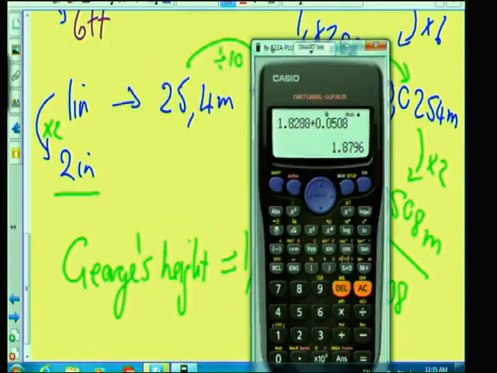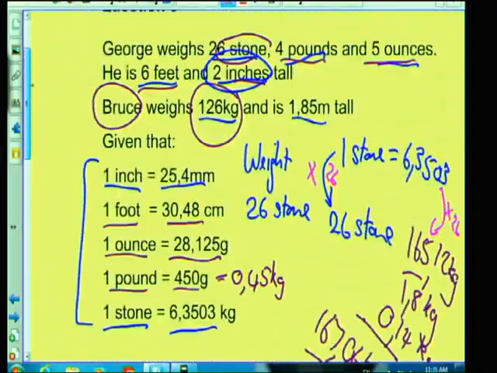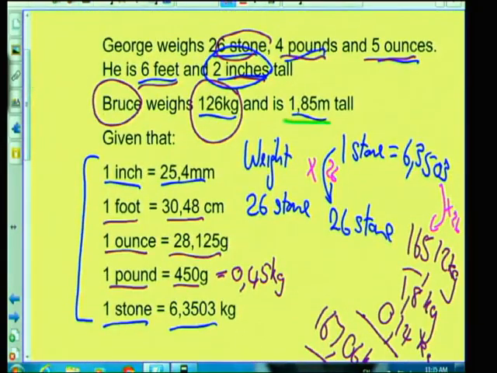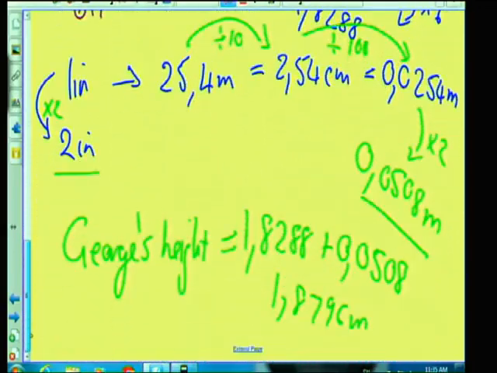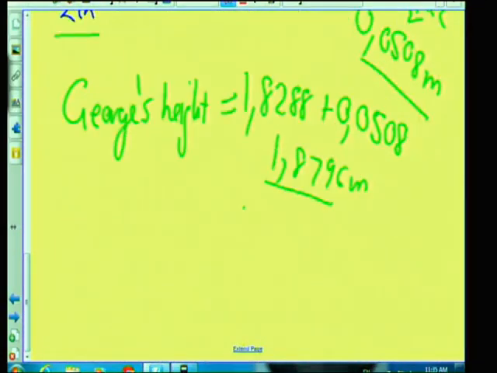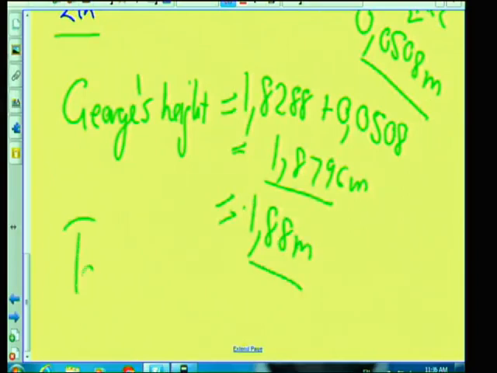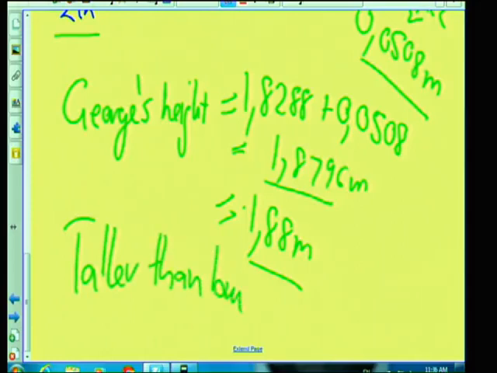1.8796 meters. Now, what were we told about the other guy, Bruce? He was 1.85 meters tall. This guy is 1.8796 meters. Now, we could round that off to 2 decimal places and say 1.88 meters. And so George is taller than Bruce. Okay, so he's not only heavier, but he's also taller.